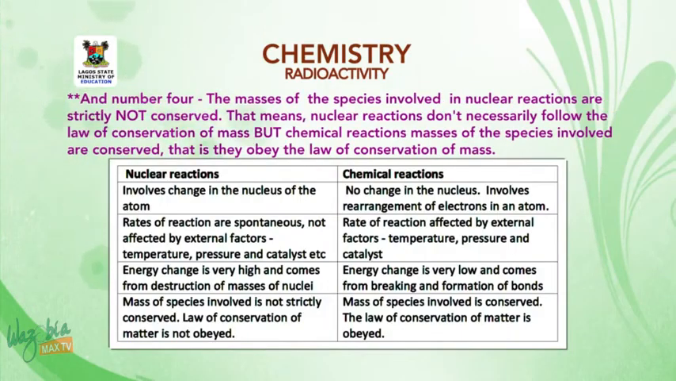And number four, the masses of the species involved in nuclear reactions are strictly not conserved. That means nuclear reactions don't necessarily follow the law of conservation of mass. But in chemical reactions, the masses of the species involved are conserved. That is, they obey the law of conservation of mass.